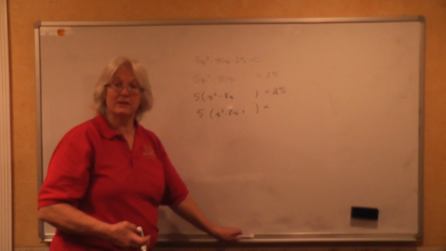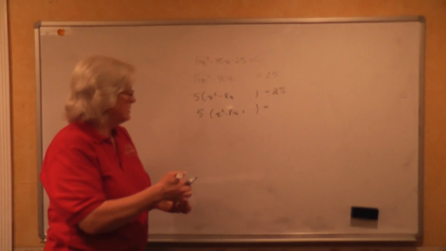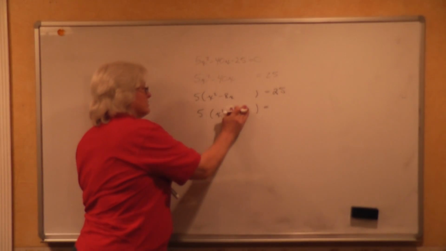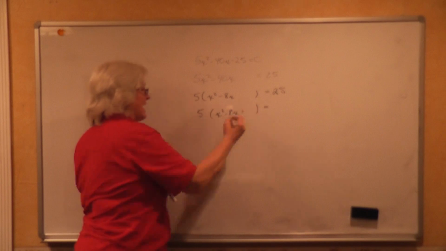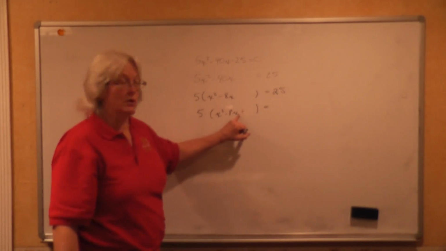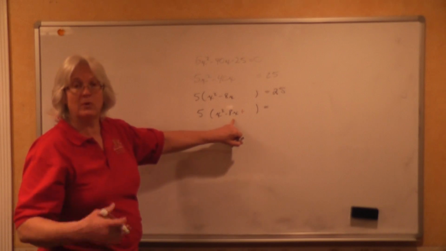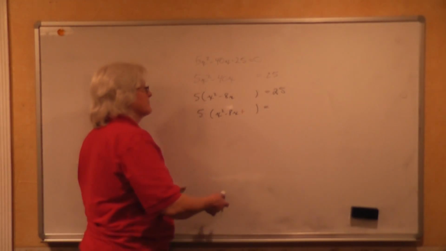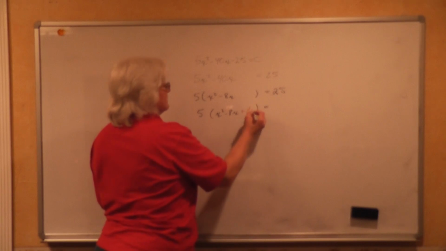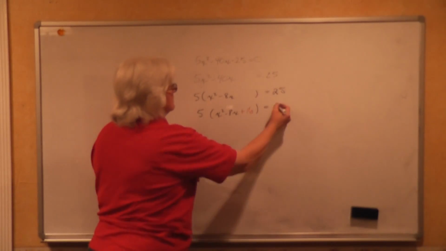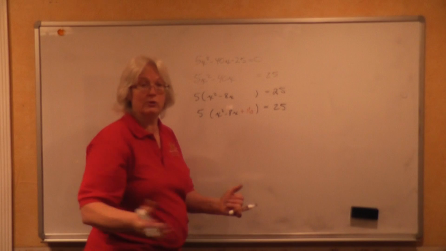Now why is it that we have plus 16? Because when you complete the square, you take half the absolute value of the coefficient of the first degree term, half of negative 8, negative 4, its absolute value is 4. You square it to get a positive 16. Is equal to 25, right?